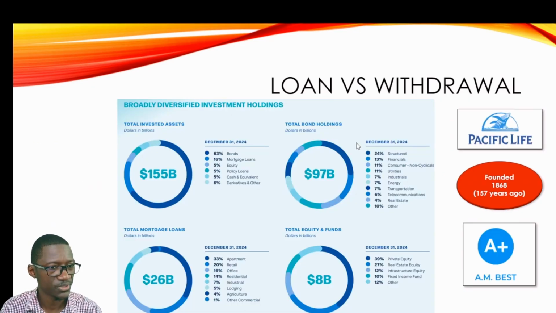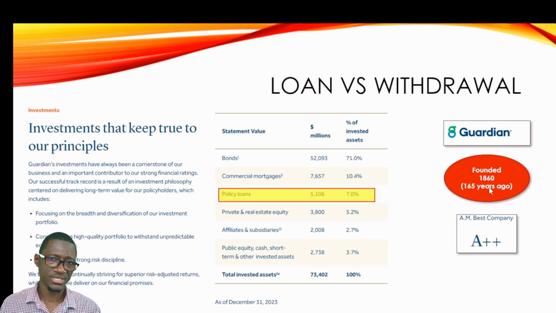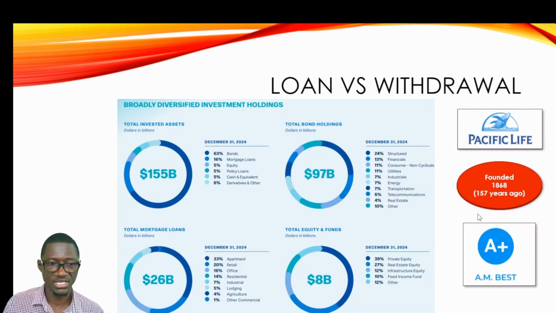Let's look at another one, Pacific Life. Among other things, they do business in the index universal life space. And one more time, you can see that 5% of the investment portfolio comes from policy loans, which is the third or fourth asset that they have in their investment portfolio. And you can also see that they are A+. By the way, Guardian has been in business for 165 years, considering the time I'm recording this episode. And Pacific Life has been in business for 157 years.